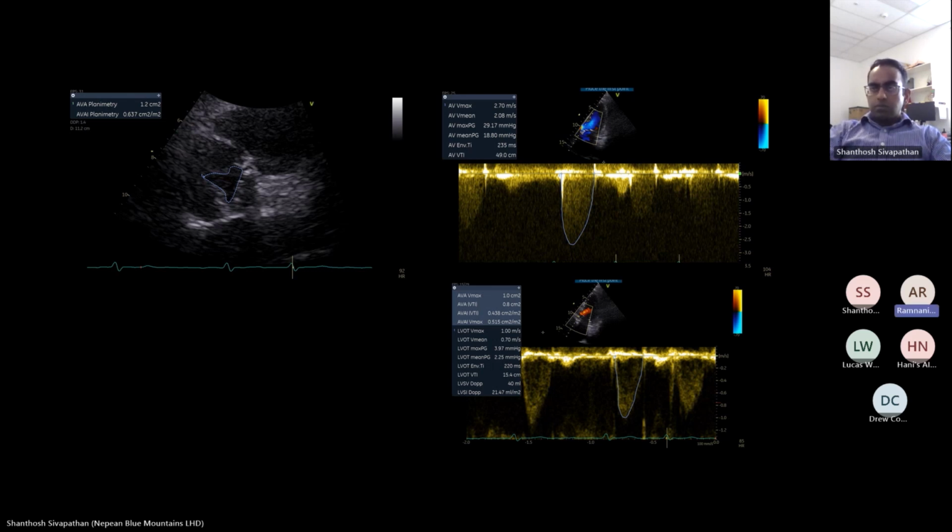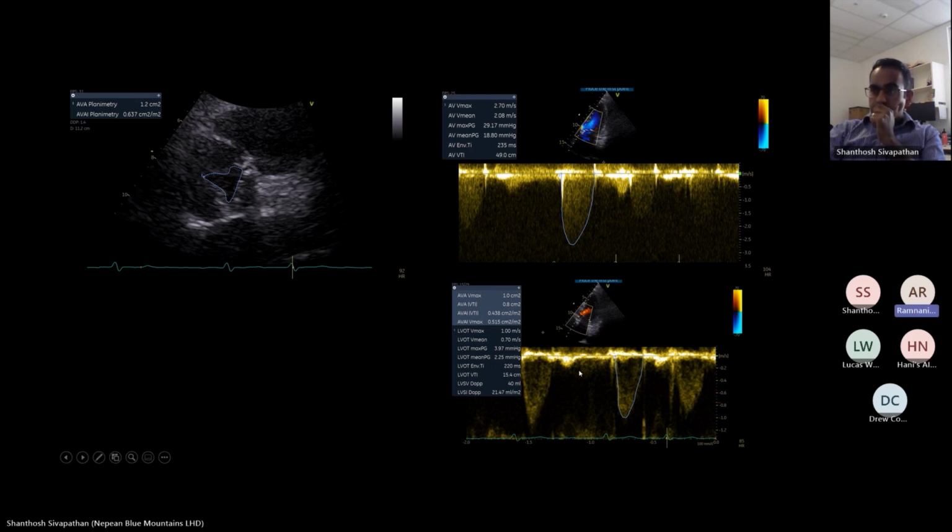So again, this is in the moderate category. And the LVOT VTI as such is 15.4. I would like to average out those numbers, because if you see the VTI before and after, they look to be different.